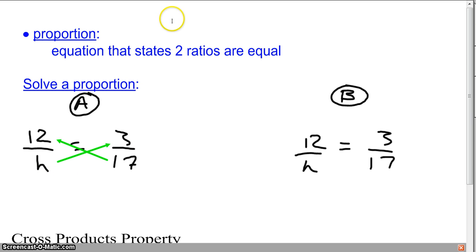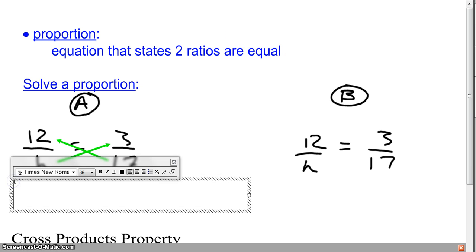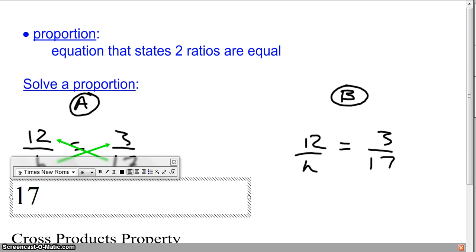So in this case, we would end up with, let me see if I can do this without using the whiteboard. We would end up with 17 times 12. Oops, that's a little too big. Let me shrink that down a little bit.